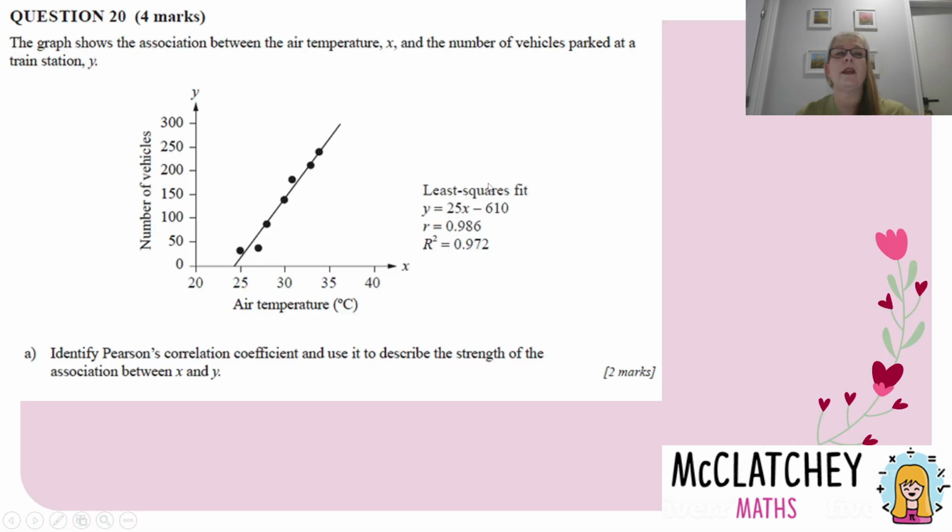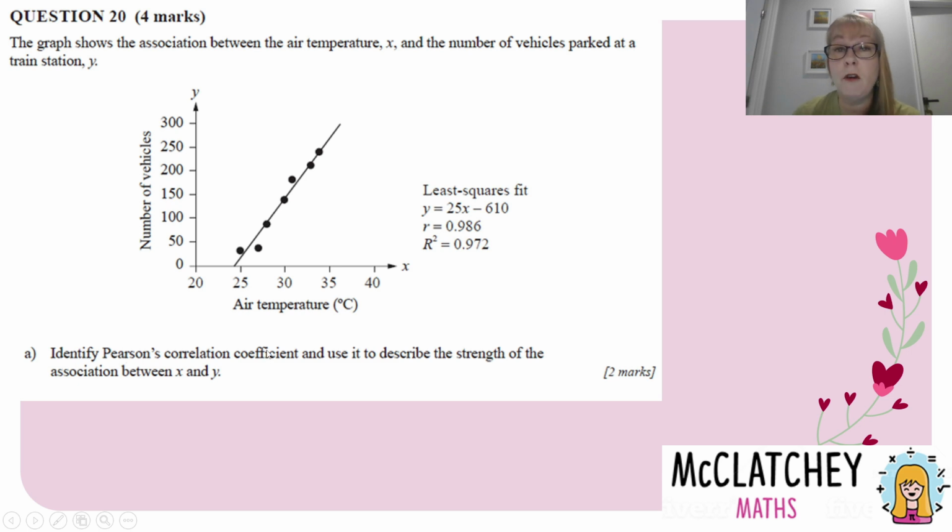Let's look at question 20. The graph shows the association between the air temperature, X, and the number of vehicles parked at a train station, Y. So what we're seeing here, that as the temperature increases, the number of vehicles grow. So we've got a positive relationship, and they've given us the equation. They've told us the R value and the R squared value. The question now asks us to identify Pearson's correlation coefficient.